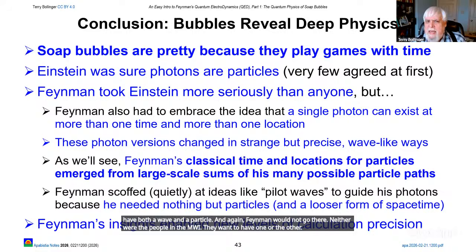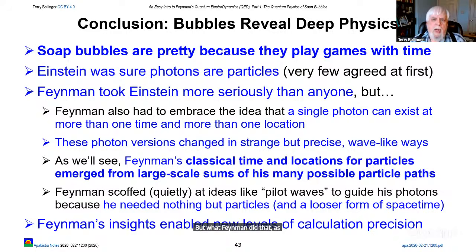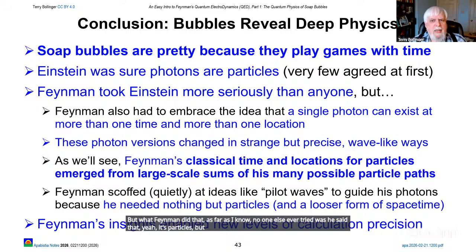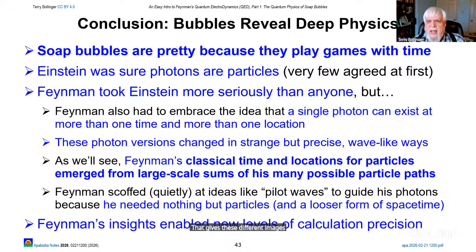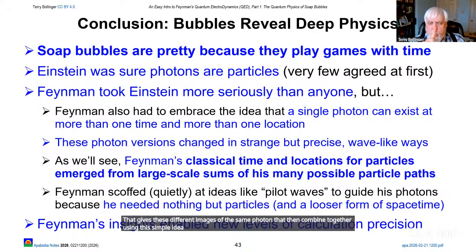But what Feynman did that, as far as I know, no one else ever tried, was he said that, yeah, it's particles, but obviously it's not behaving like any particle we've ever seen. It has to behave in an extremely non-classical fashion that gives these different images of the same photon that then combine together using this simple idea of a little arrow that rotates in time and then rotates in different ways. And you add those together and you wind up getting some very good predictions.